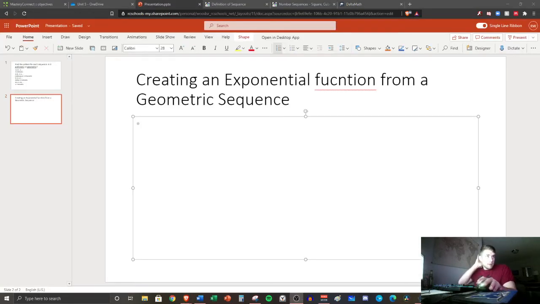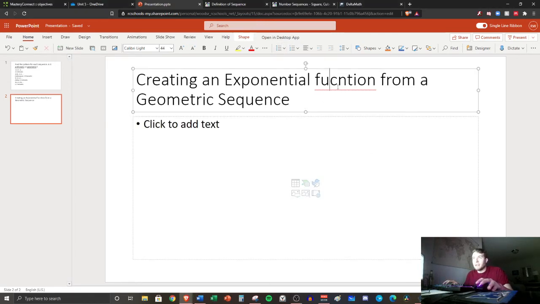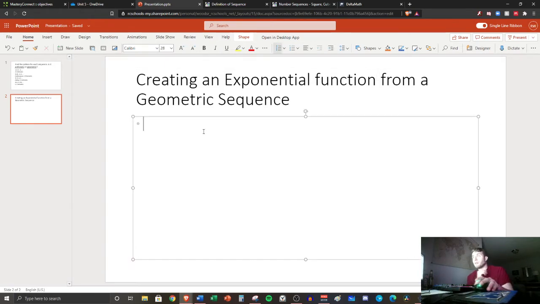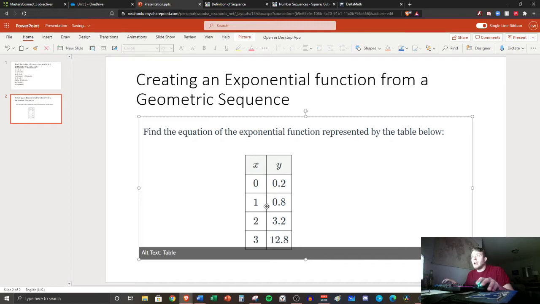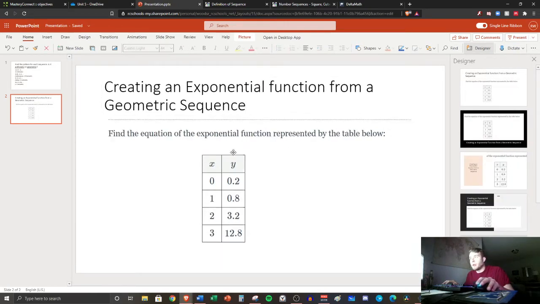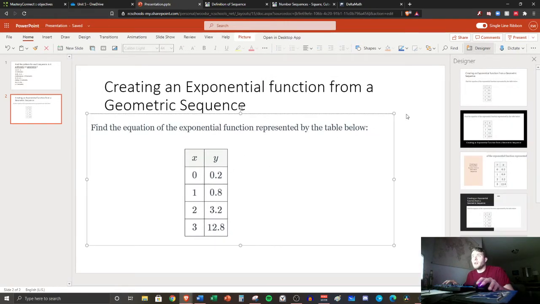All right, and we're going to do the final skill for today. There will be another lesson this week over geometric ideas, and I misspelled this. I need you in your notes to draw a line, and let's write this up. Creating an exponential function from a geometric sequence. Okay, that's what we want to do. So I have this example here that we want to use, and we want to create the equation of the exponential function represented by this table.